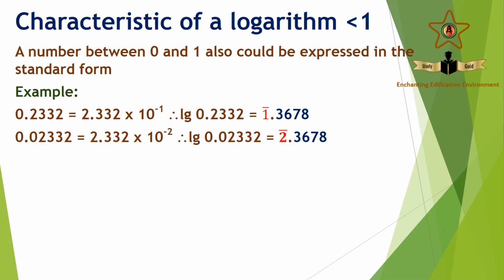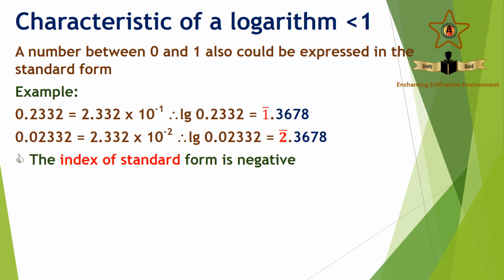0.02332 can be written as 2.332 into 10 to the power minus 2. So the logarithm of 0.02332 is going to be equal to bar 2 3678. Now we can see the decimal part is read the same whether it is a negative index or a positive index. So this decimal part is always positive, but only the index becomes plus or minus.